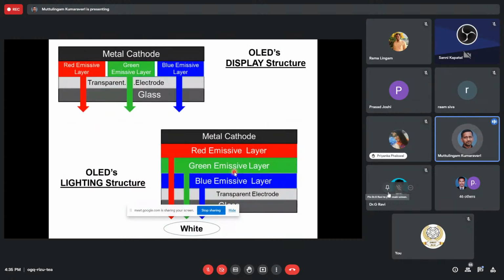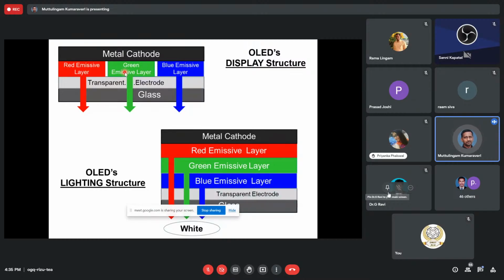So this is the OLED display structure. In the OLED display structure, we are normally pixelized. Pixelized means red, green, blue. We make it pixelized and make the devices.